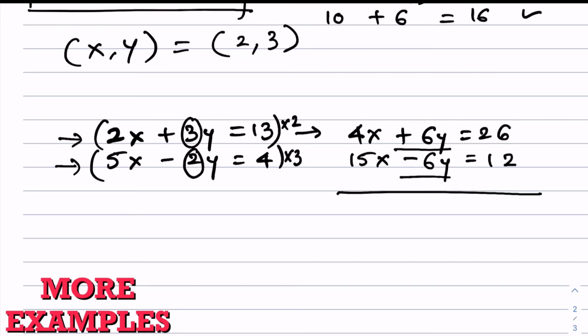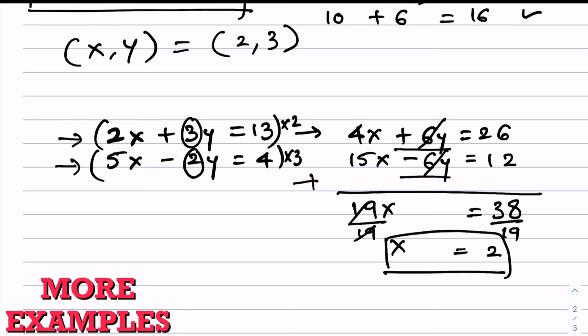So in this case, if we just add both the equations, then we get 19x, the 6y and minus 6y get cancelled out, and we get 38 here. Then if we divide both sides by 19, we get x equal to 2. So this will be our answer, and we can plug the value of x back into one of these equations and find the value of y.